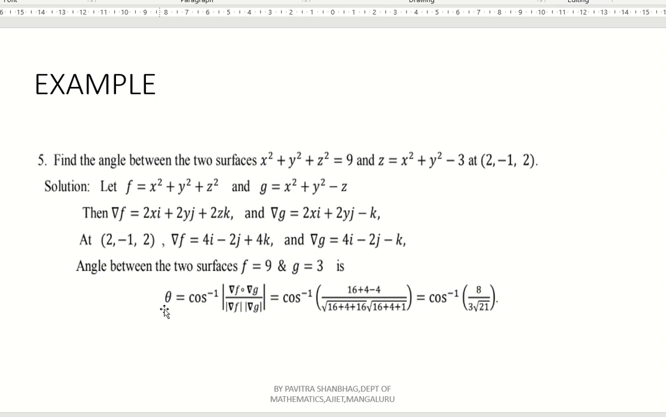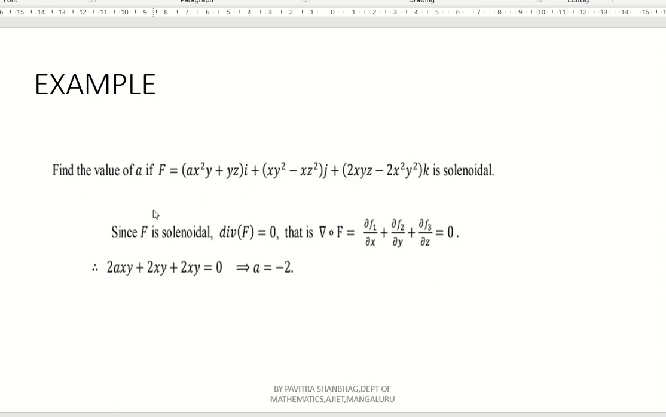So at the end what you will get? Theta equal to cos inverse del f dot del g divided by product of their magnitudes. So that is nothing but cos inverse of what? Here 16 plus 4 minus 4 divided by root 36 into root 21 we will get. That is what? Plus 4 minus 4 get cancel. 16 by, here what remains? 6. 16 by 6 into root 21. Cancel, 2 8s are 16, 2 3s are 6. So cos inverse of 8 by 3 root 21 is the required angle between the given two surfaces at this point, right?